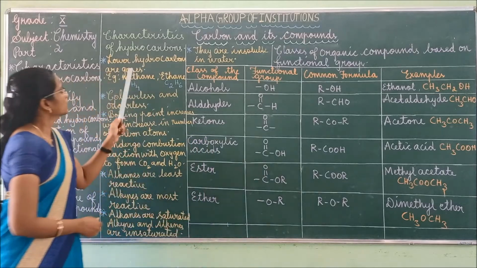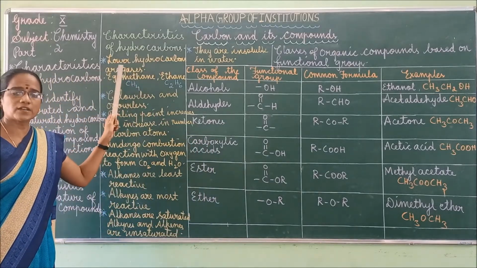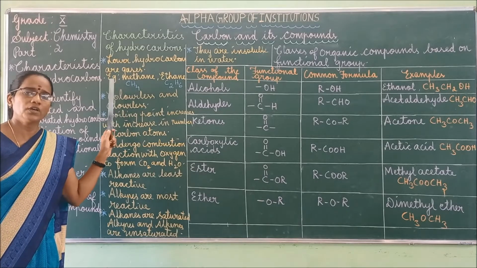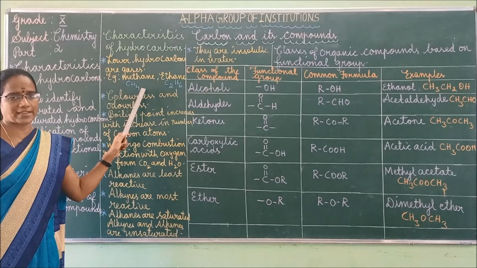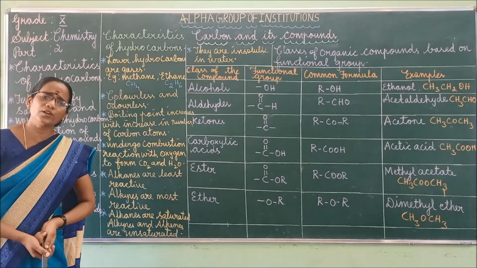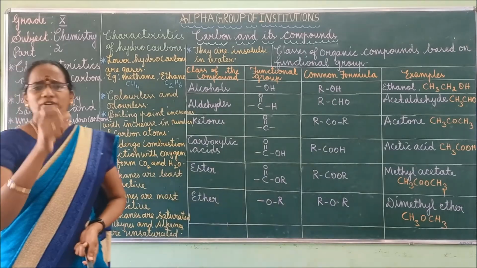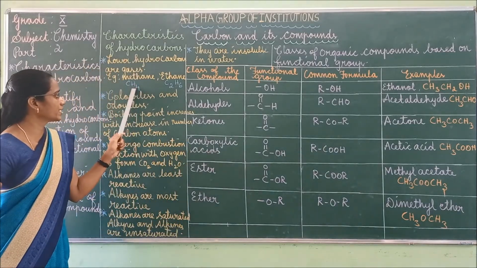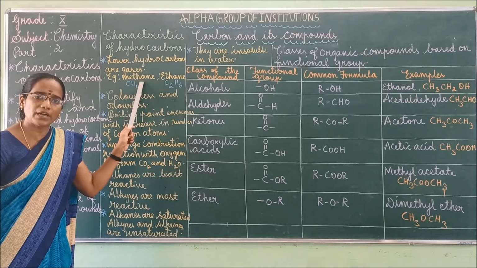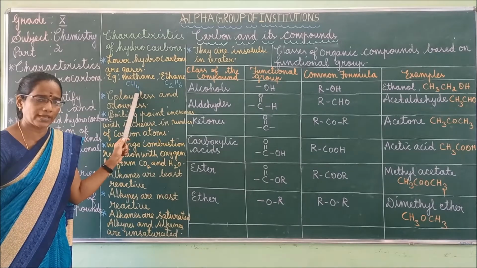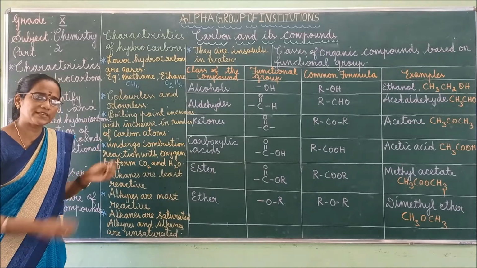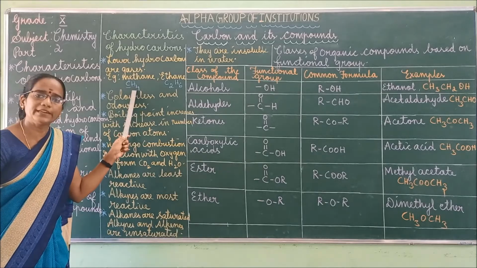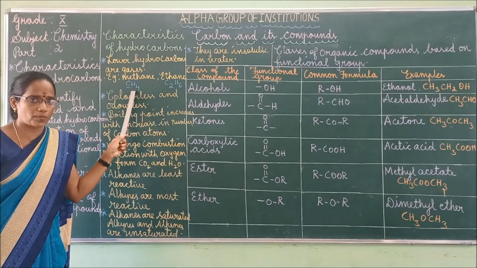First point, lower hydrocarbons are gases. You know hydrocarbon is composed of only carbon and hydrogen atoms. Then what is meant by lower hydrocarbons? If the number of carbon atoms is low. For example, if you take methane, its formula is CH4. How many carbon atoms are present here? Only one carbon atom. So methane is a lower hydrocarbon.